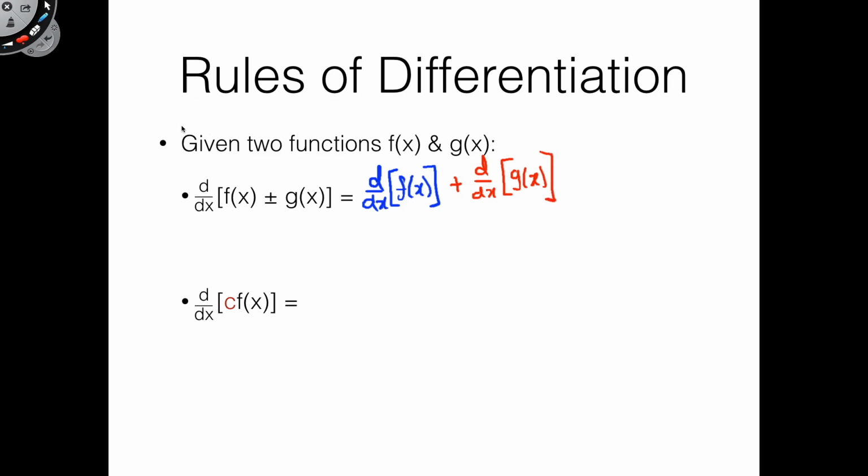Okay? Now, if we have a constant, c can be any constant, we can pull it out front of our derivative, so we can bring it out like this. So this basically means that we will have c times the derivative of f of x.